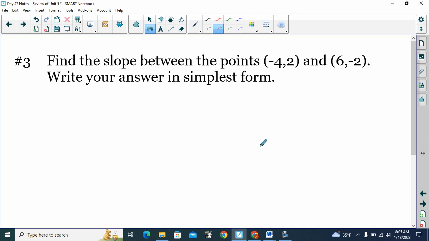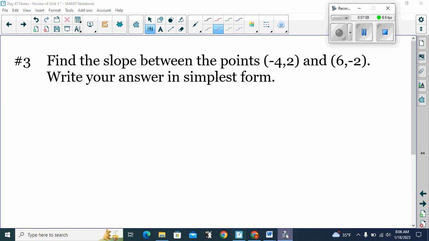Number 3 asks us to find the slope between 2 points. We are given 2 points and we need to find the slope. Find the slope between the points negative 4, 2 and 6, negative 2.